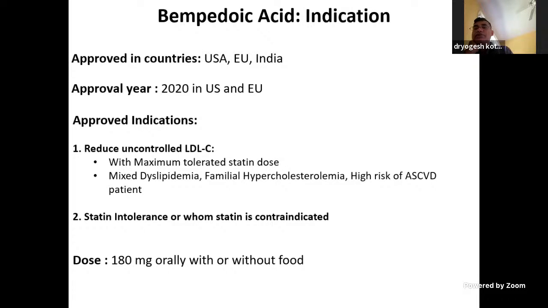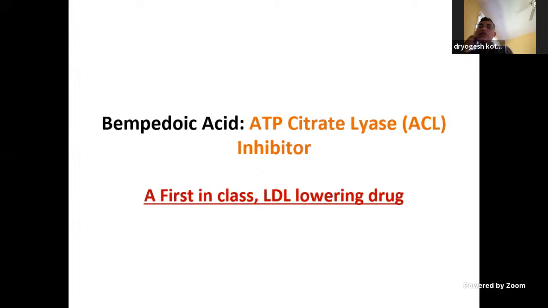Can you just go back to the previous slide? So it basically is an ATP citrate lyase inhibitor. This is an enzyme in the cholesterol synthesis pathway which is upstream to HMG-CoA reductase. So this ATP citrate lyase inhibitor is how bempedoic acid acts. Next slide.